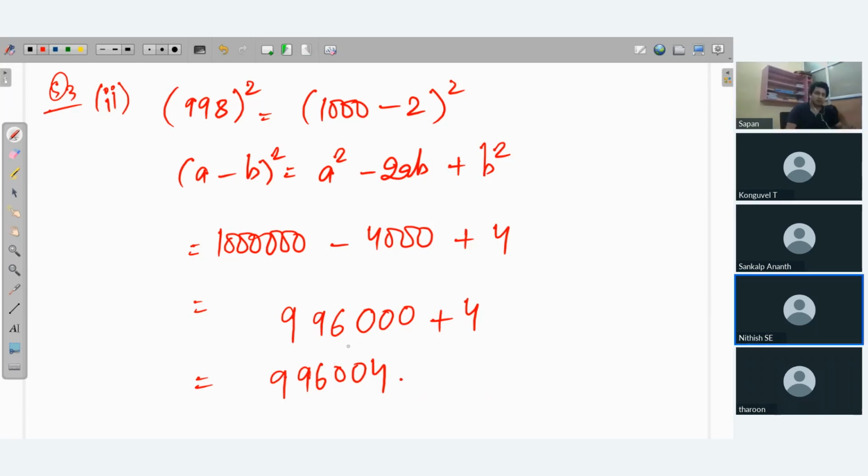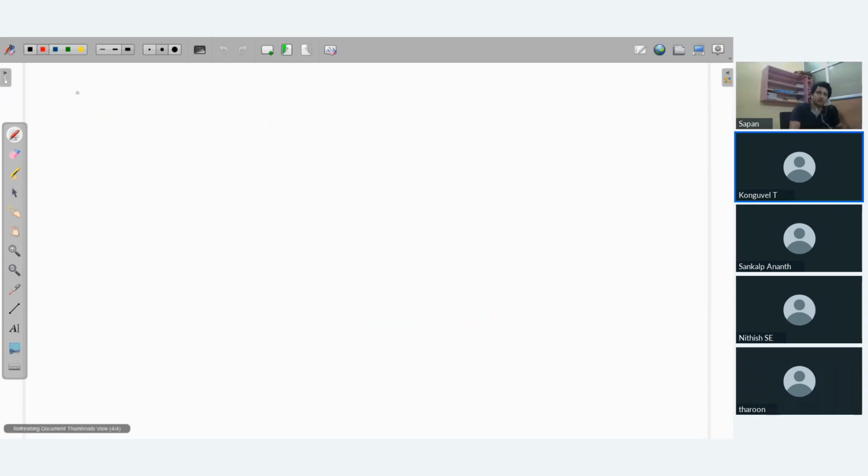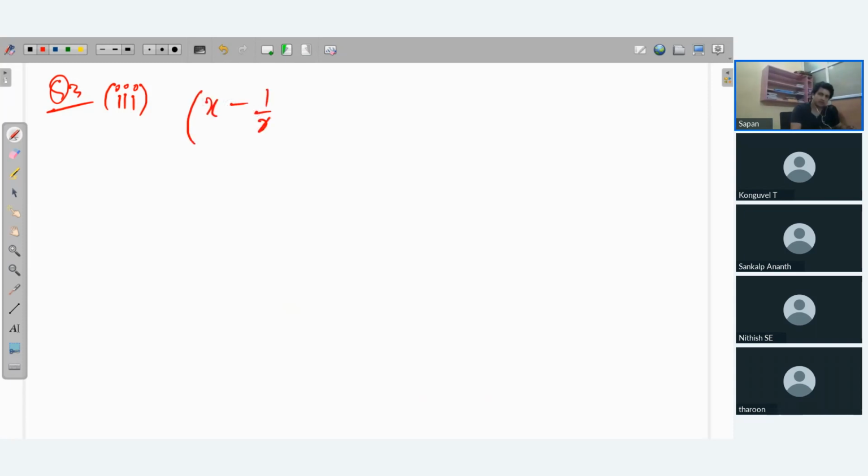Okay, the next one. I want to show the third part also in the same question, question 3, third part: 5x minus 3y minus 2 whole square. No, the second one, (x minus 1 by x plus 5) whole square. Did anyone do that? How did you do it, sir?